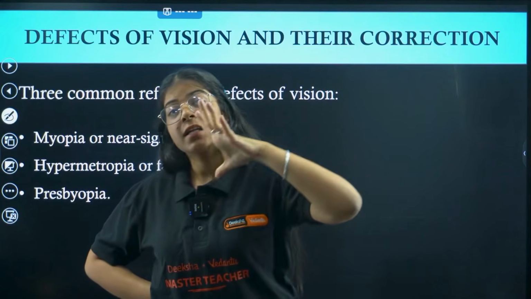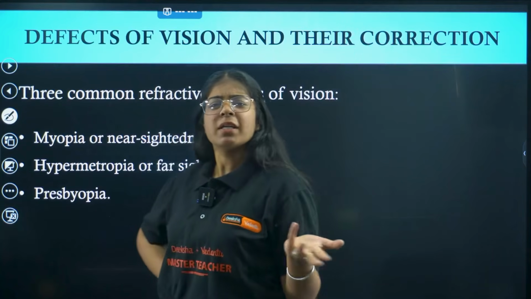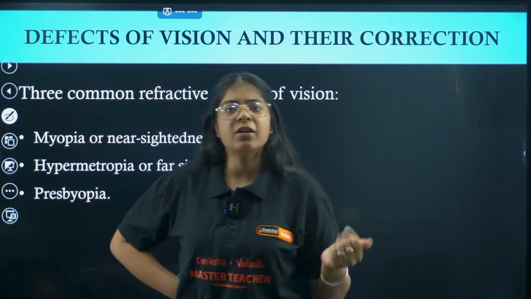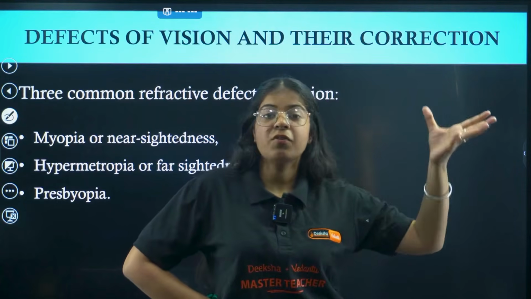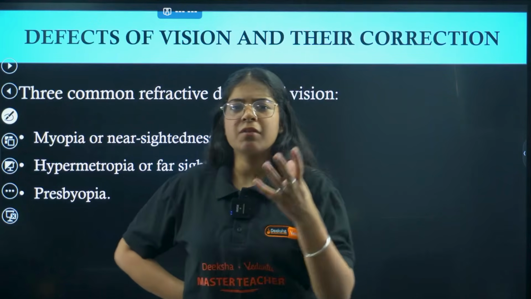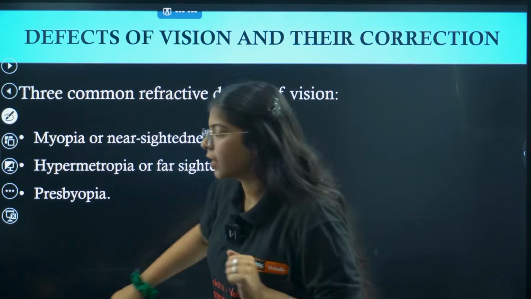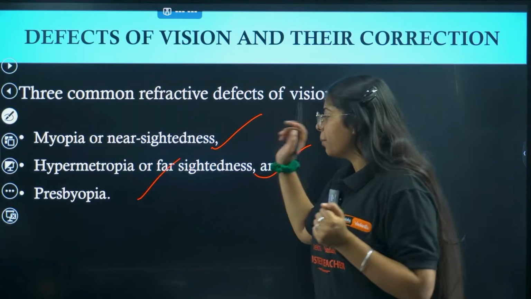They can't see nearby objects, but they might or might not see far objects clearly. What is this? What kind of defects are in our eyes? This is called defects of vision, and we'll study about their correction as well. Our vision is getting defected. What are these? There are three, called myopia, hypermetropia and presbyopia.